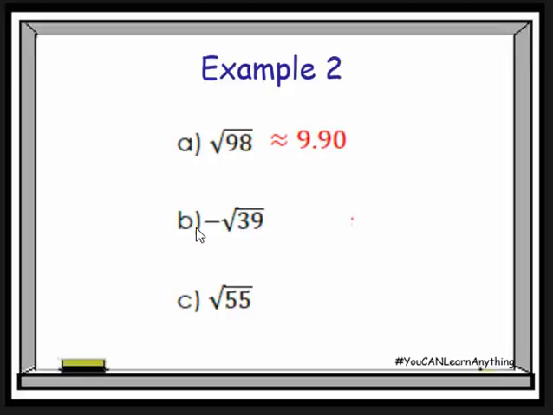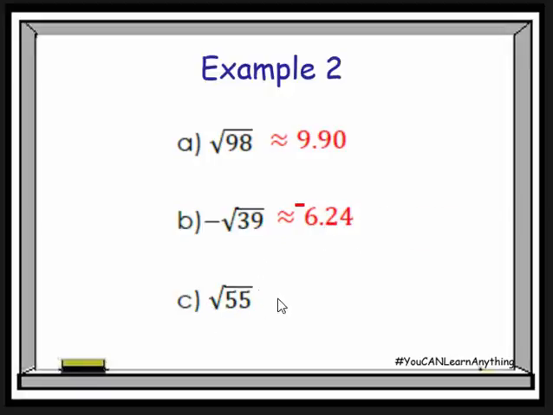9.9. In letter B here, we have a negative square root of 39. Now once again, we'll figure out the square root of 39 and then just apply the negative to it. So we look at 39. The closest square to the left of 39 on the number line is 36, which is 6 squared. The square above 39 is 49, which is 7 squared. And 39 is closer to 36 than it is to 49. So that means our square root here should be something closer to 6 than 7, and it sure is. It's a negative 6.24. So that does put it closer to 6 than 7.